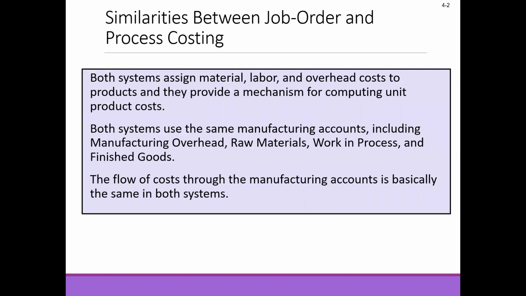Both systems between job and process assign material, labor, and overhead costs to the products. And they provide a mechanism for computing unit product costs. Both systems use the same manufacturing accounts: manufacturing overhead, raw materials, work in process, and finished goods. And we flow the costs similarly.